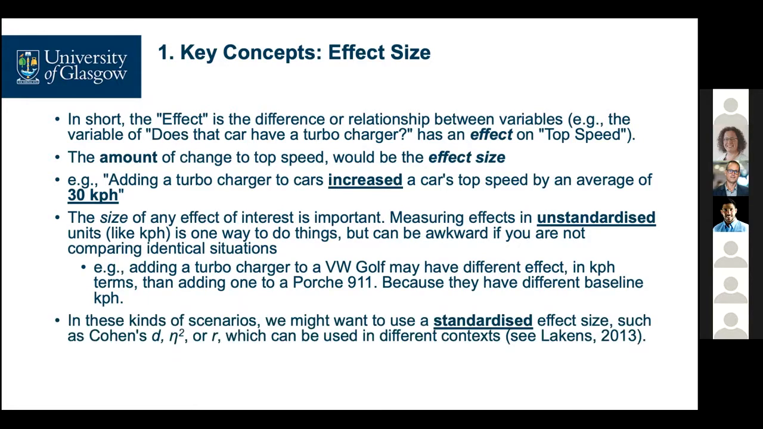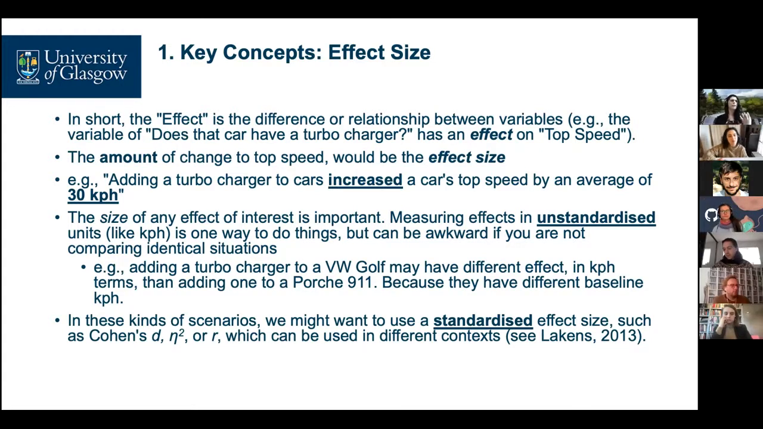So in these instances, we might use something based on the average of the already known population. If we say adding a turbocharger increases it by X standard deviations, that would be what we call a standardized effect size. The most commonly used standardized effect sizes in science tend to be Cohen's d, eta squared, or r. There are others, and Lakens has some great examples of where you might find them and how you might use them.